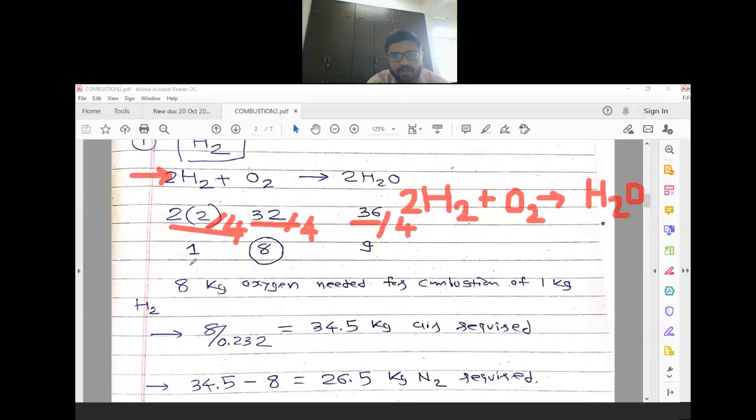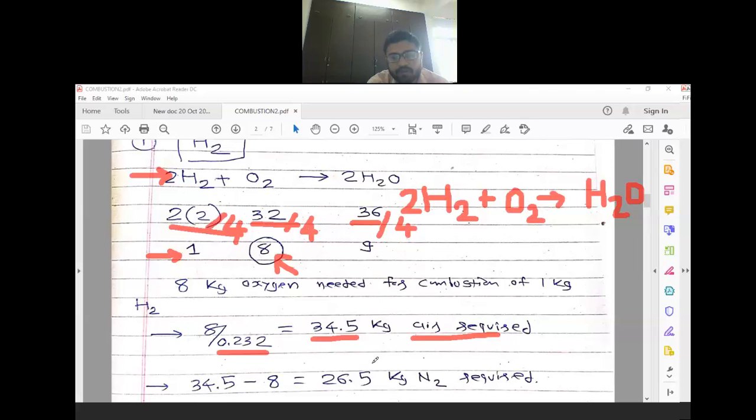So finally, for 1 kg hydrogen you require 8 kg oxygen, and the output will be 9 kg H2O. Clear? Now this is the quantity of oxygen, but if you want to find out the quantity of air, what do we have to do? We have to divide it by 0.232. Clear? So this is how you can find out the kg of air required.